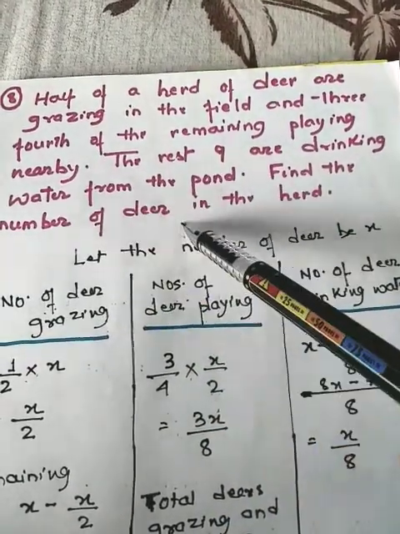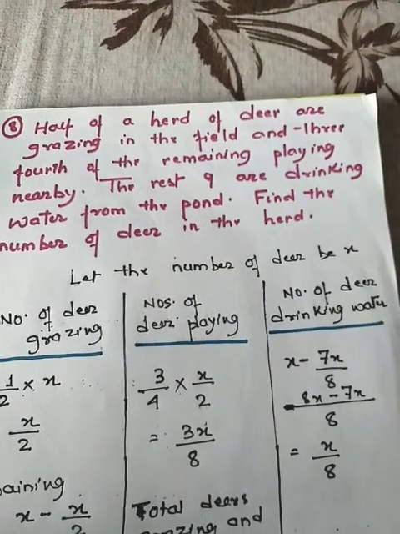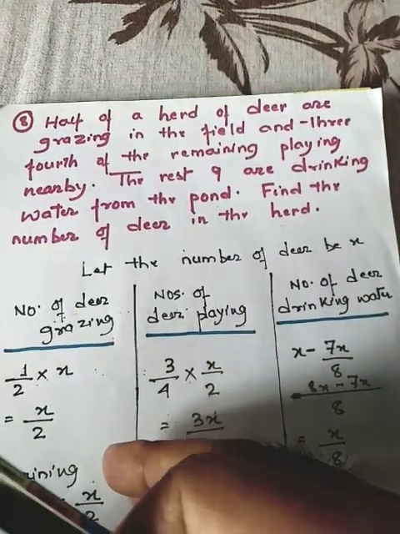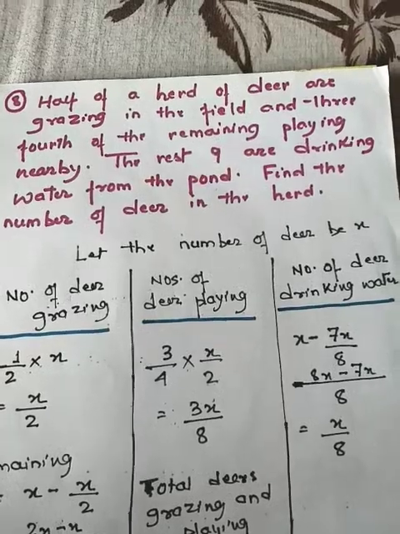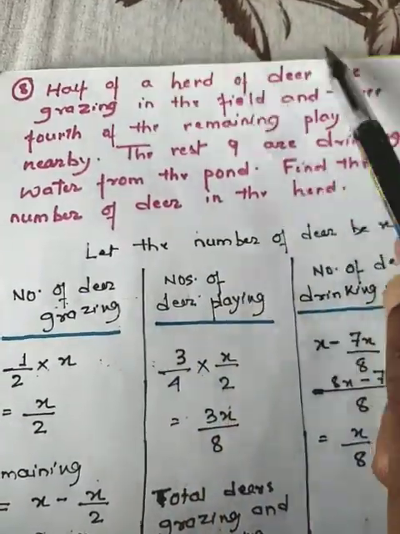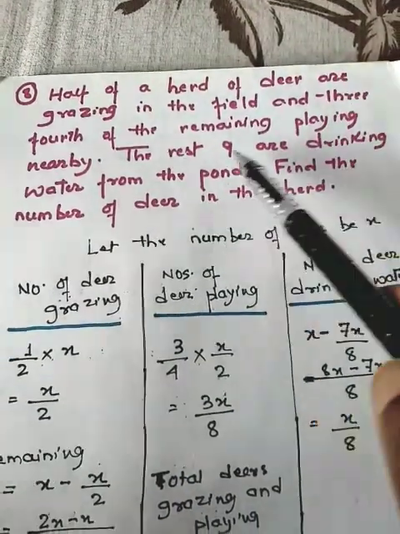Find the number of deer in the herd. Now, see, suppose there were 100 deer. Out of these 100 deer, some were grazing, some were playing, and some of the deer were drinking water. So they have given some of the details: how many of them were grazing, how many were playing, and how many were drinking.